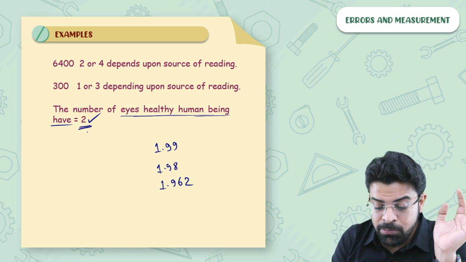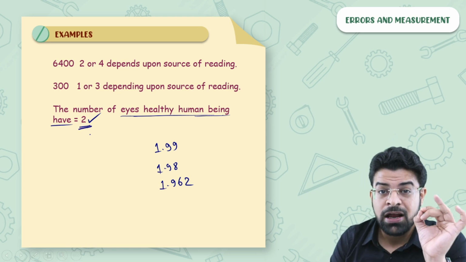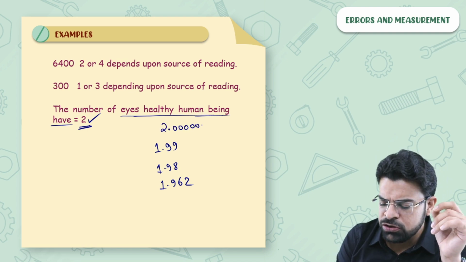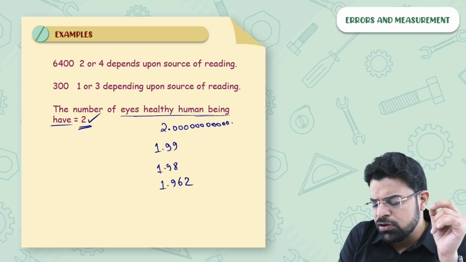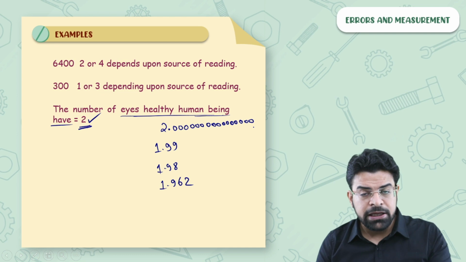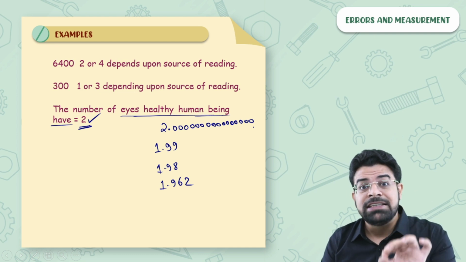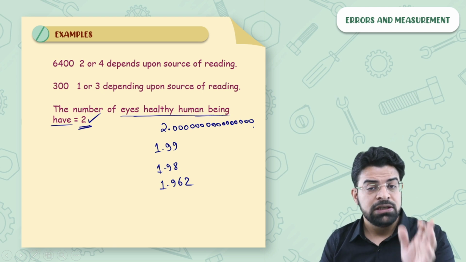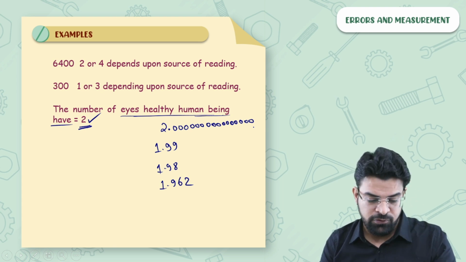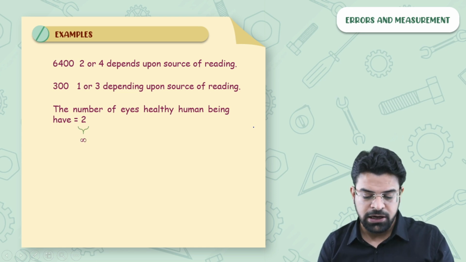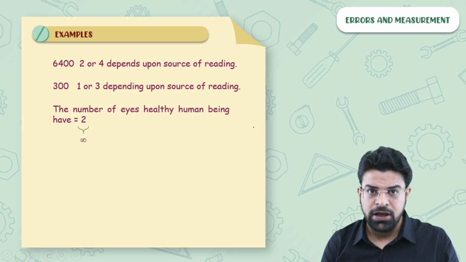Since this number can't be wrong, you are 100% sure, you can take the guarantee and write it as 2.00000000000000000000000 up to infinity. So how many significant figures does an exact number have? Infinite. The number of significant figures in an exact number is infinite. So here you will say in this 2 the number of significant figures is infinite.